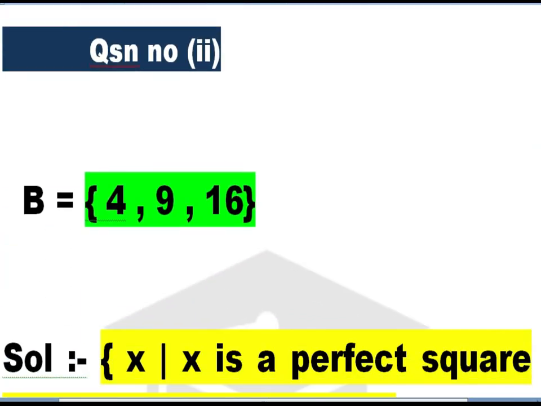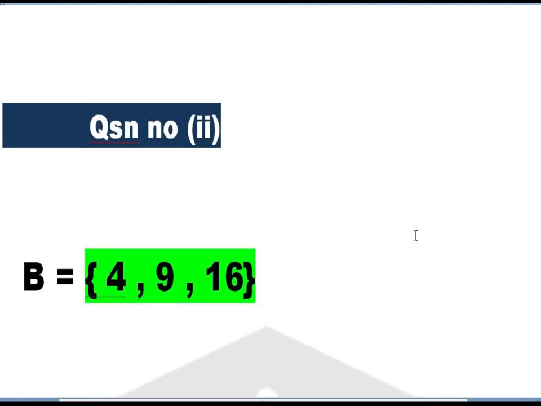Question number 2. B is equal to the set of 4, 9, 16. What is this 4, 9, 16? This is a natural number. First thing. Second thing is that this is not even and not odd. Neither is it an even number nor an odd number. So what kind of numbers are these?